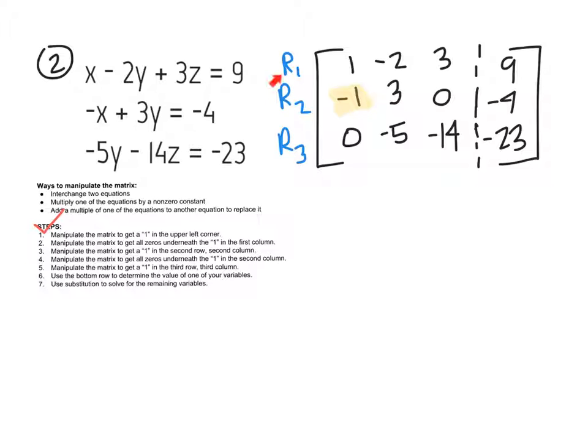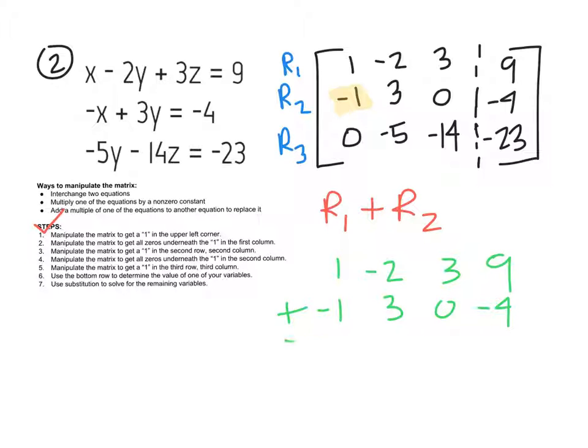So if you look, row 1 has a positive 1, row 2 has a negative 1. If I add those together, it'll give me 0. So I actually don't even need to multiply and add. I just need to add these two rows together. So what I'm going to do is add row 1 plus row 2. So let's write that out right here. Row 1 will be 1, negative 2, 3, and 9. Row 2 is negative 1, 3, 0, and negative 4. Add those together. 1 plus negative 1 cancels out to a 0. Negative 2 plus 3 gives me 1. 3 plus 0 gives me 3. And 9 plus negative 4 gives me 5. So this is going to be the new row 2.